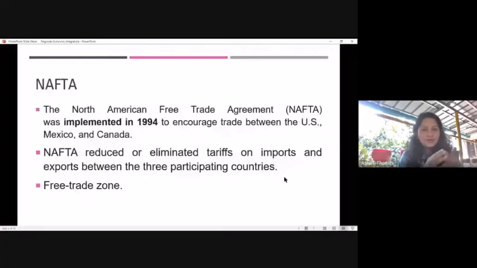So I'm just giving you a recap of what we had been discussing. First, we talked about regional economic integration, which is an integration happening between nations for promoting the international trade between them.